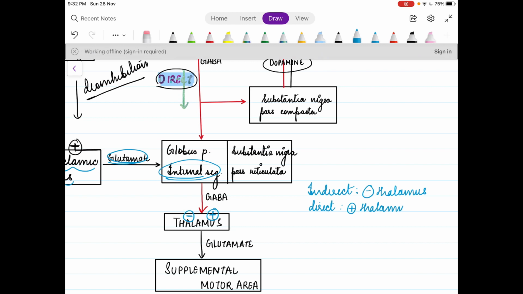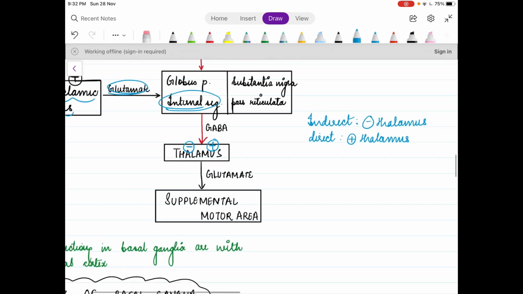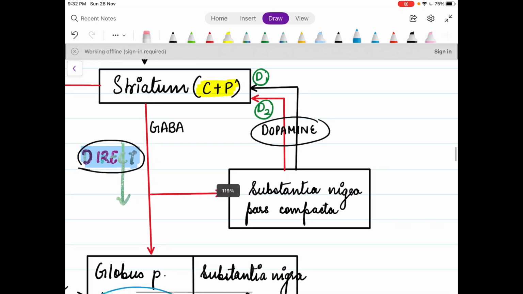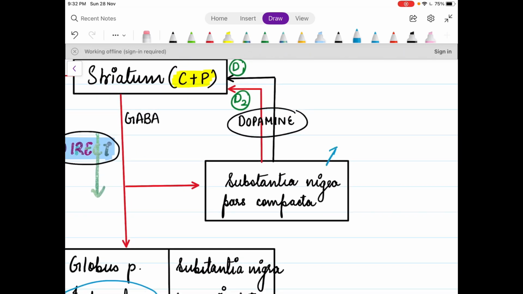This thalamus then releases glutamate, which acts on the supplementary motor area, which is responsible for carrying out motor movements, right? So this is how the connections of the basal ganglia work. But here there is also one important thing. Here is where the pathology of Parkinson disease lies.